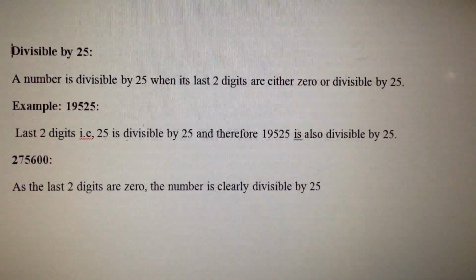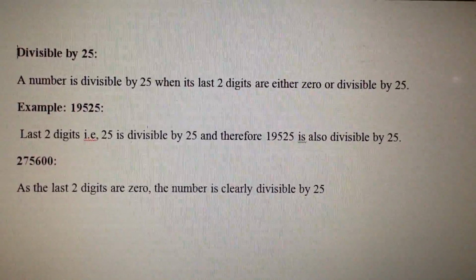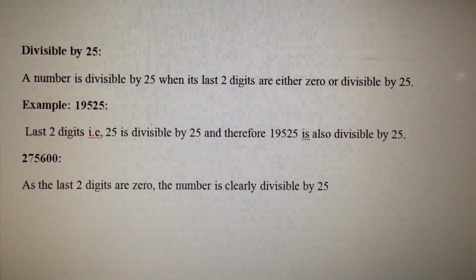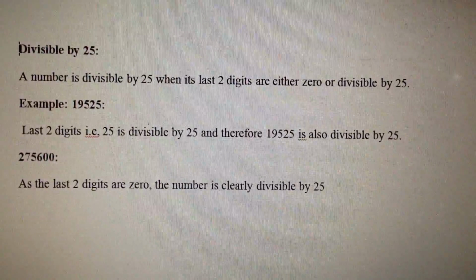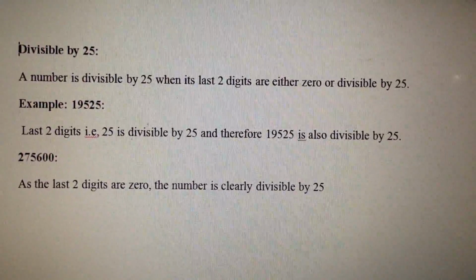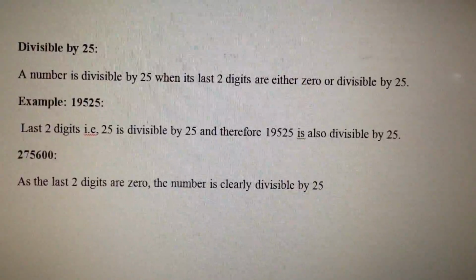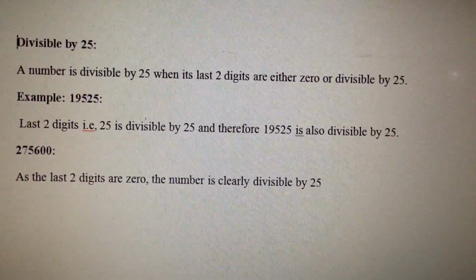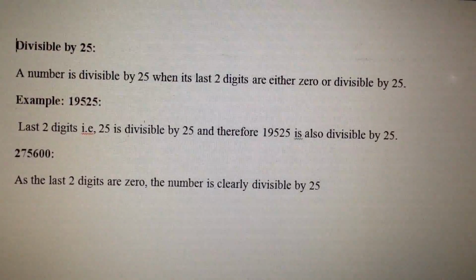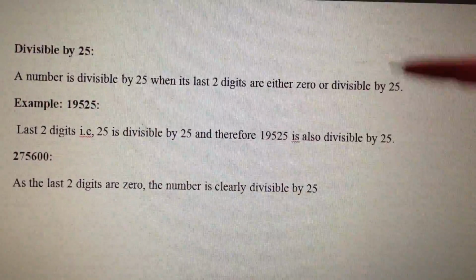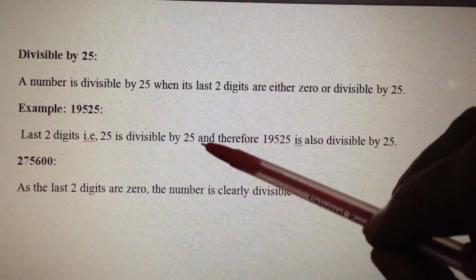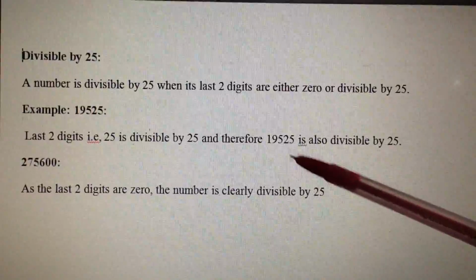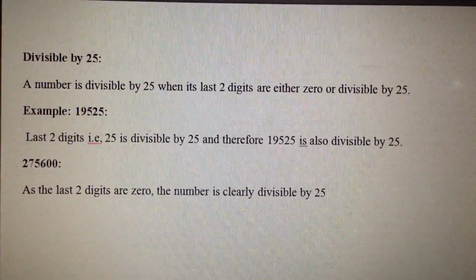Now let us see the divisibility rule of 25. A number is divisible by 25 when its last two digits are either 0 or divisible by 25. Now let us take one example. 1,95,525 is the number. The last two digits of the number are 25 here. And we know that 25 is divisible by 25, and therefore 1,95,525 is also divisible by 25.